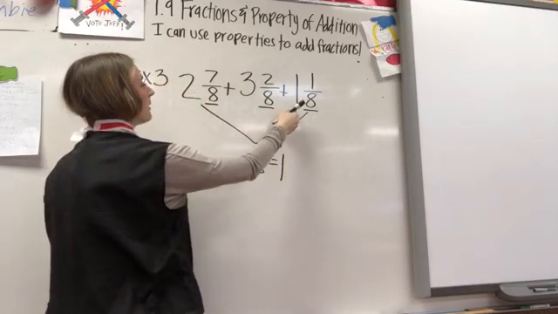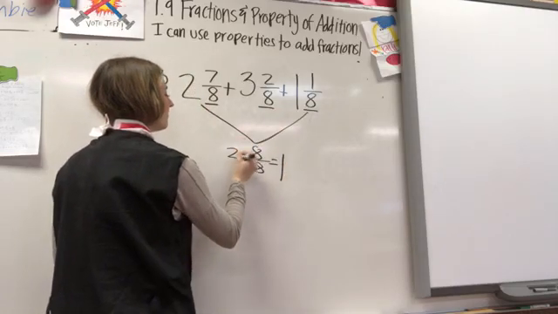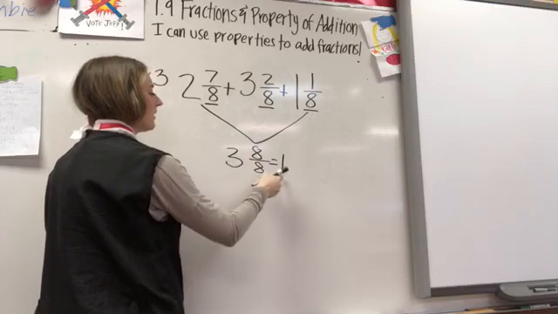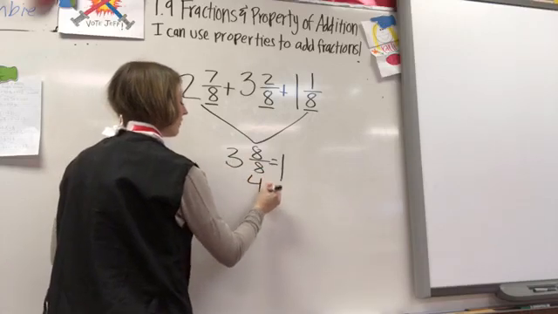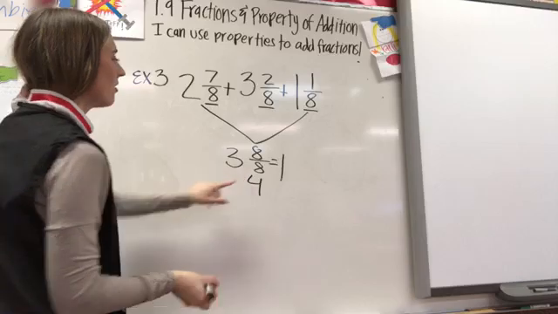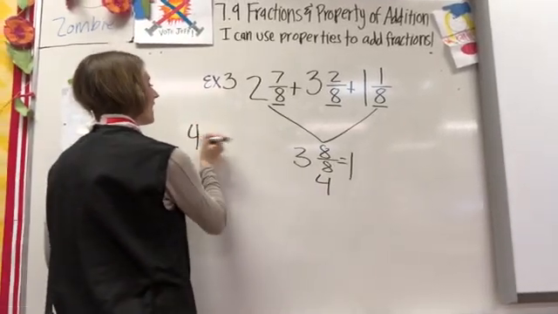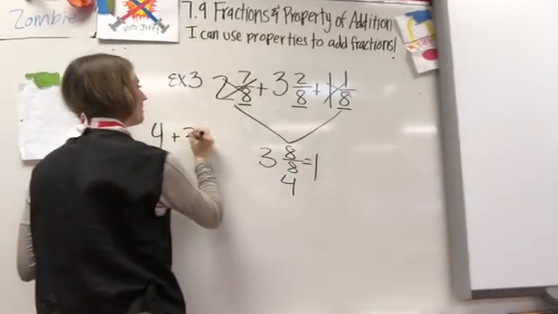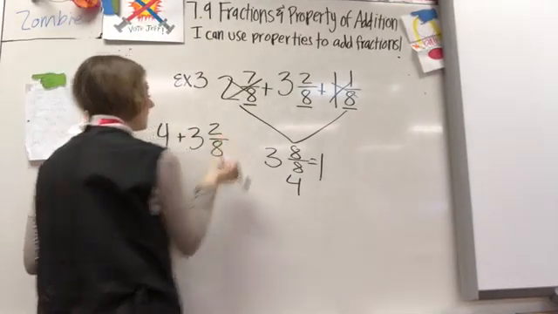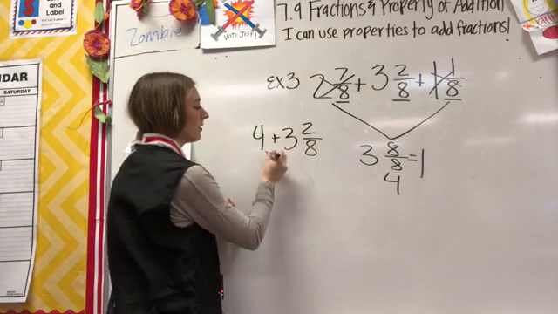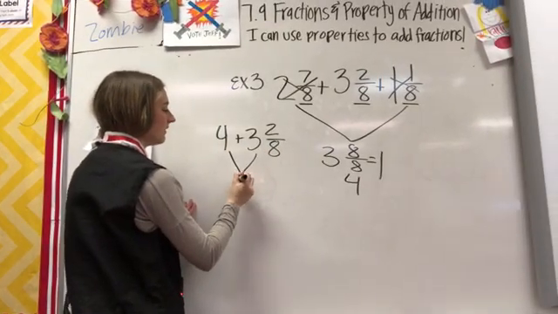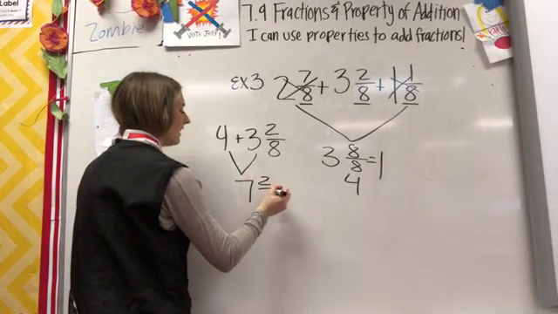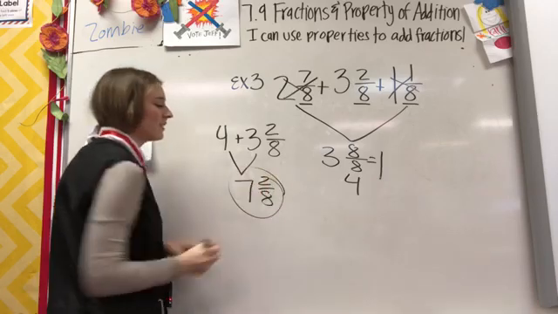And then what's 2 plus 1? 3. So we have a 3 plus this 1. 3 plus 1 is 4. Okay, so let's take our 4 and let's add it to the fraction we haven't used yet, which is plus 3 2/8. Well, now all we have to do is add the whole numbers. So 4 plus 3 is 7. Keep our 2/8. 7 2/8 is our answer.